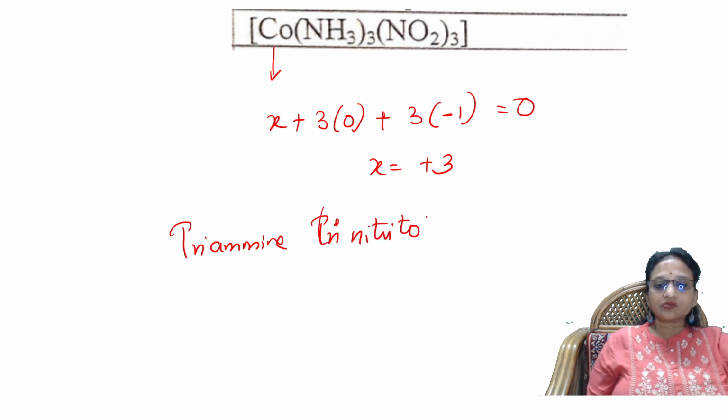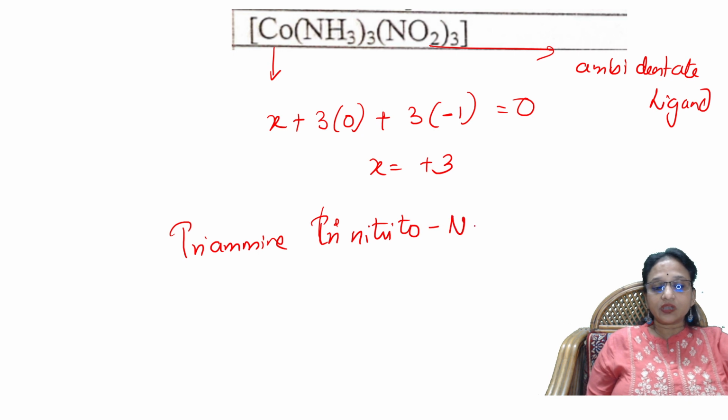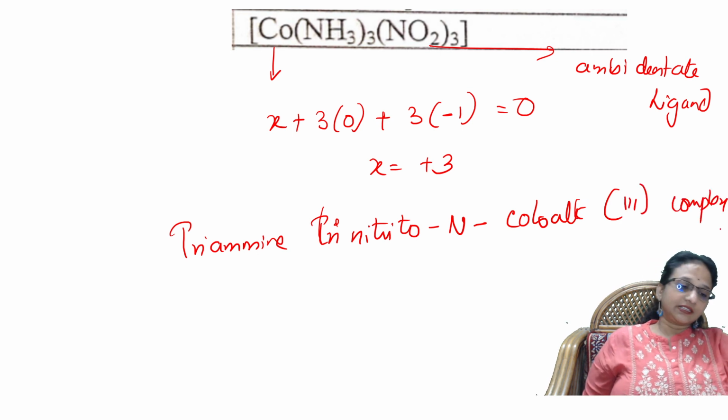Trinitrito. Now see students, nitro is attached to cobalt with N. This is an ambidentate ligand, so you should mention which site it is attacking. It is attaching from N, so N. Then cobalt 3 complex. Easy? Easy. Got it?